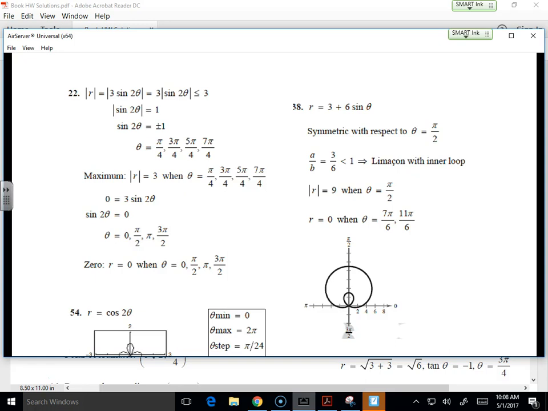Looking at it, yes, we have the limaçon with an inner loop. You could have used clues and whatnot, but then remember, if you want that for the test, you have to memorize all that stuff. The maximum is 9. It's the highest it goes when sine is equal to positive 1. That's going to equal 0 at pi over 6s in the third and fourth quadrant.